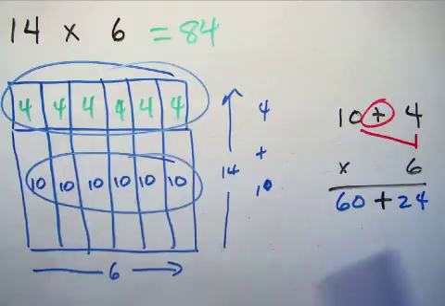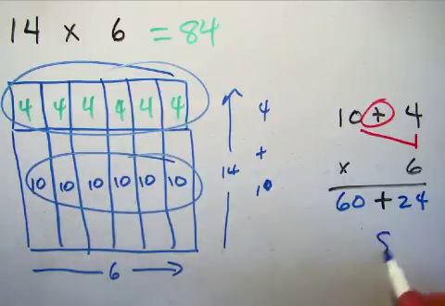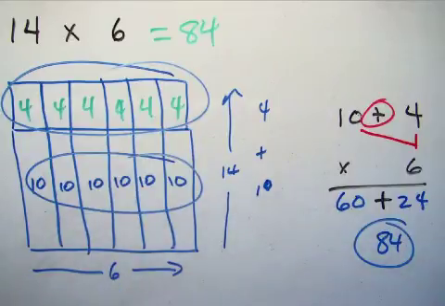My 60, my 24, there they are. There's the 60, there's the 24. 60 plus 24 is 84, and just like that, I went in and I did multiplication, quick and easy. Okay, well, does that work with bigger numbers? Absolutely. Now in this video, we're just going to work with a 2-digit number times a 1-digit number, but in upcoming videos, I'll show you how to do even bigger numbers.